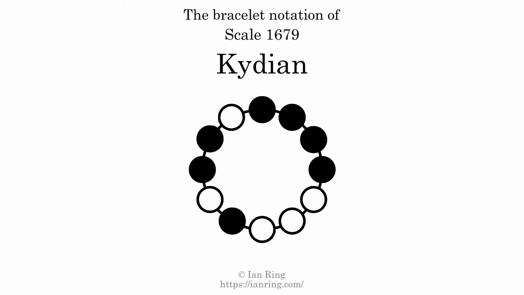This is a bracelet notation diagram of scale 1679. The shaded circles represent tones that appear in the scale, and they are read clockwise, starting at the top.